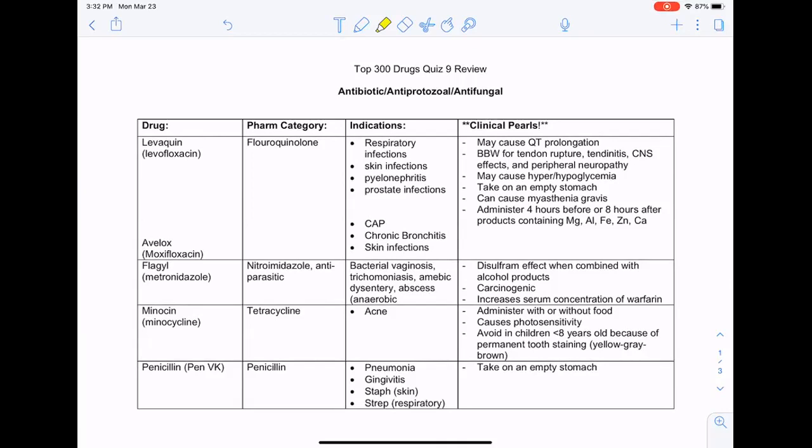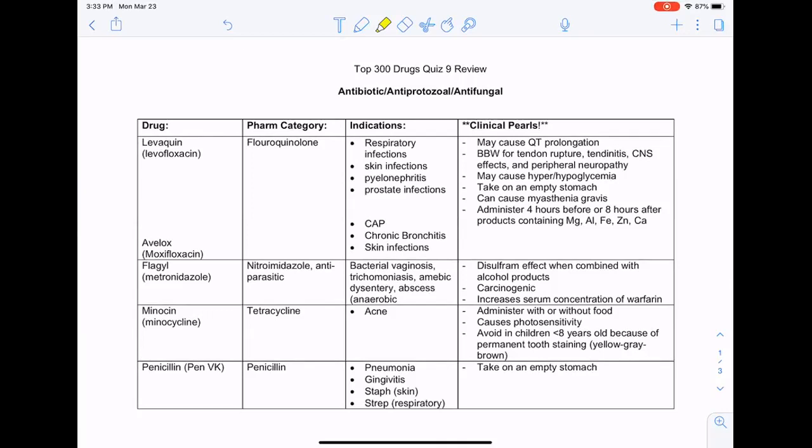First drug on the list is Levaquin, which is the brand name, and levofloxacin is the generic. It's a fluoroquinolone. It's used for respiratory infections, skin infections, pyelonephritis, and prostate infections. So pyelonephritis, for those of you who are not familiar with the term, it's a kidney infection.